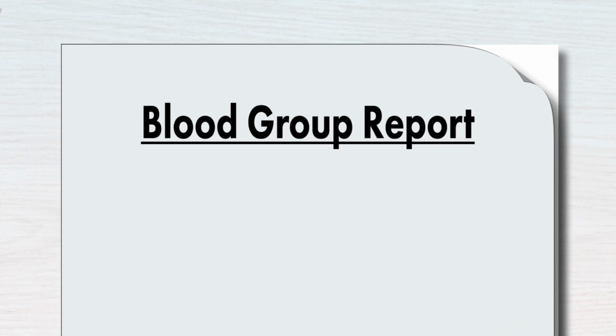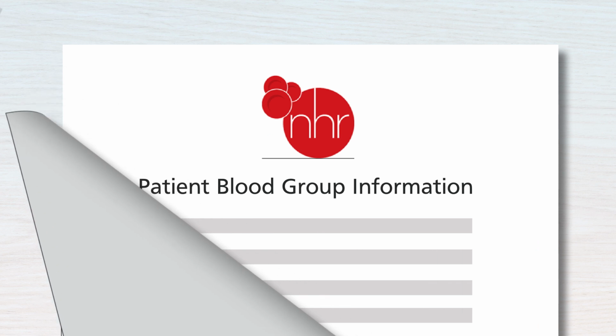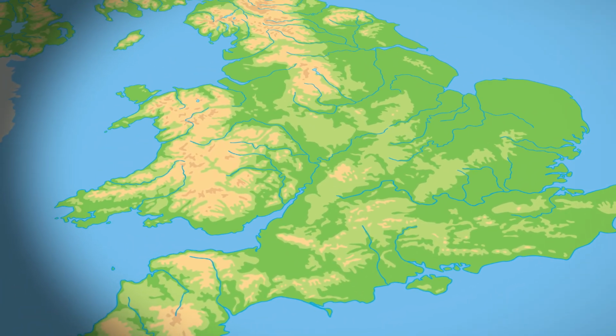Information about the patient's blood group is sent to the National Register for Sickle Cell Patients. This ensures specific blood requirements for these patients can be accessed from any hospital across the UK.